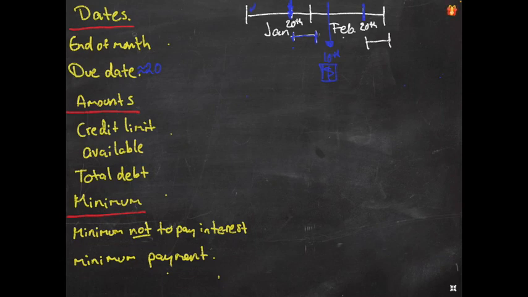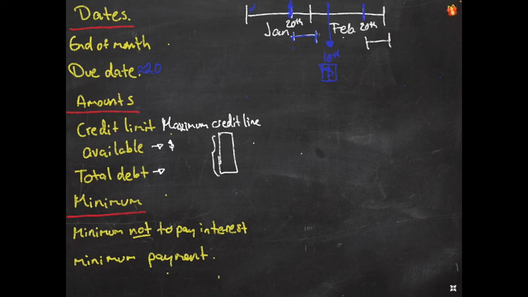Now let's talk about the different amounts that appear on your credit balance. So the first one would be the credit limit. This one is set by the bank and it tells you the maximum amount that you can owe at any given point. So this is the maximum amount that you can take from your credit card. Total debt is the amount that you owe at a given point. The difference between the credit limit and the total debt is the amount that you have available. Out of the total credit line that you have with the bank, whatever you have used is your total debt, and the rest would be the available money.